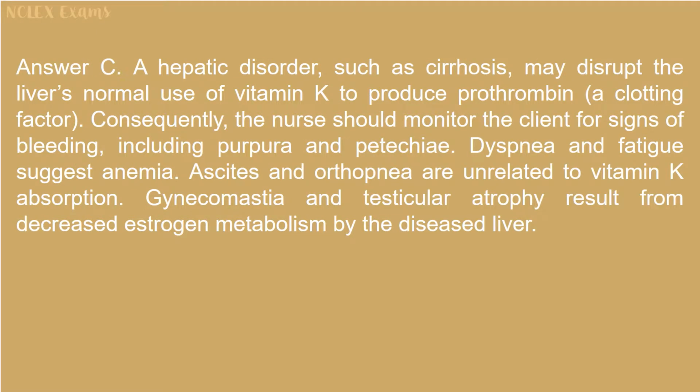Answer C. A hepatic disorder, such as cirrhosis, may disrupt the liver's normal use of vitamin K to produce prothrombin, a clotting factor. Consequently, the nurse should monitor the client for signs of bleeding, including pallor and peristalsis. Dyspnea and fatigue suggest anemia. Ascites and orthopnea are unrelated to vitamin K absorption. Gynecomastia and testicular atrophy result from decreased estrogen metabolism by the diseased liver.